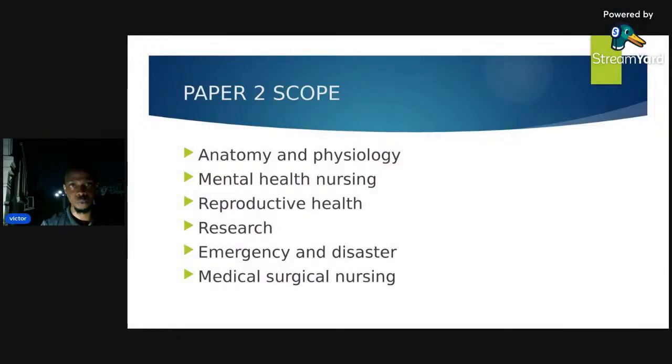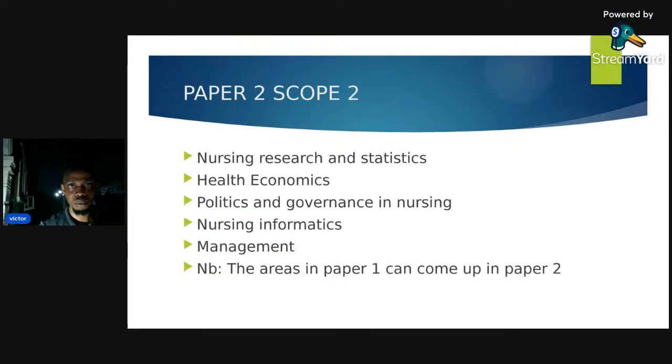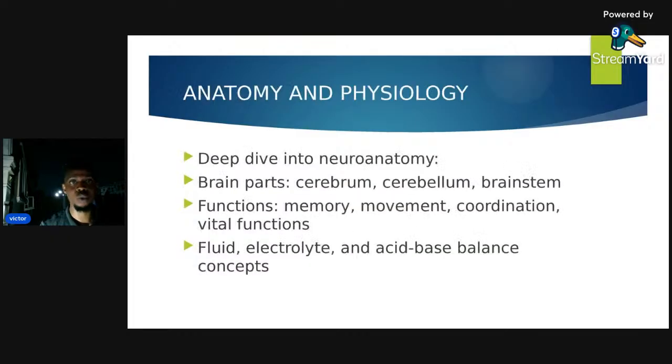On our slide here, the next thing I'll be talking about is fluid and electrolyte and acid-base balance. In the body, everything has to be balanced, and that is why we have what we call homeostasis. The function of homeostasis is that it helps to maintain a fairly constant internal environment despite changes in the external environment.